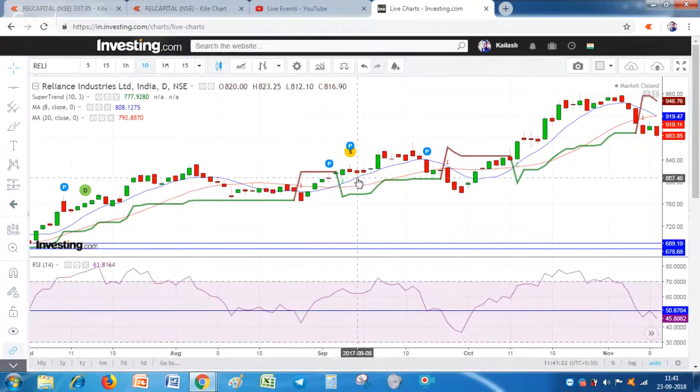I'm just telling you buy side. Suppose it has given us a buy signal again. Super RSI is also about 50, and you could see that moving averages are also supporting this chart.